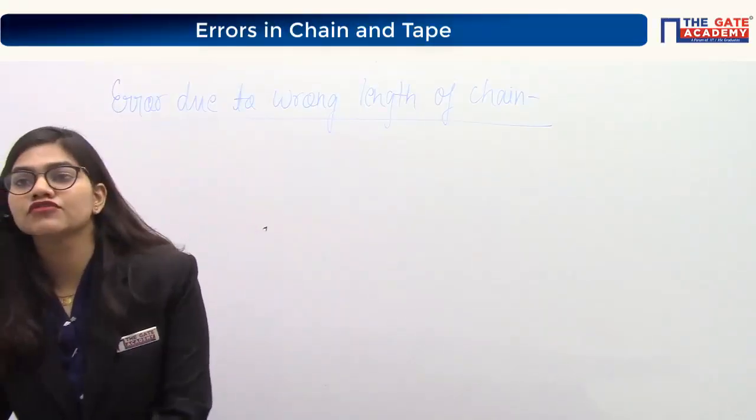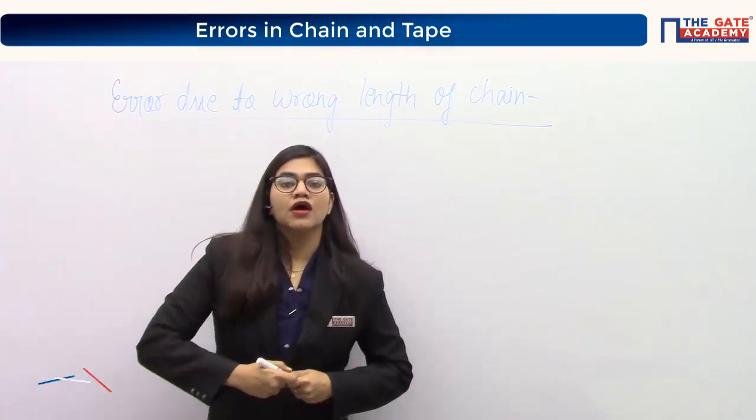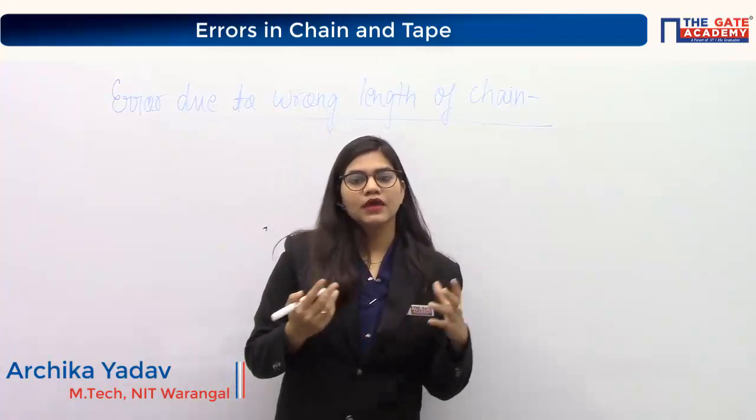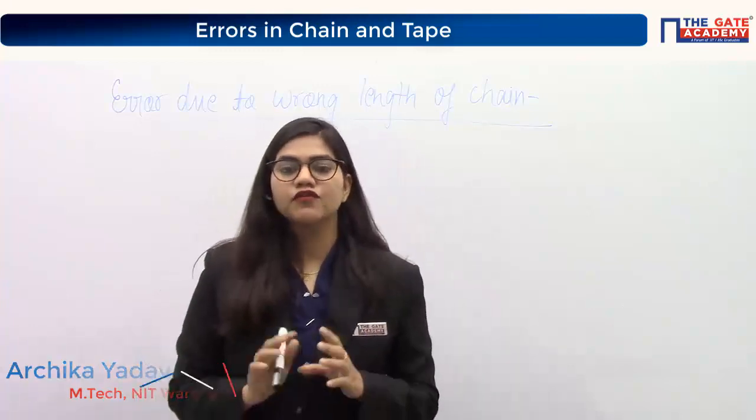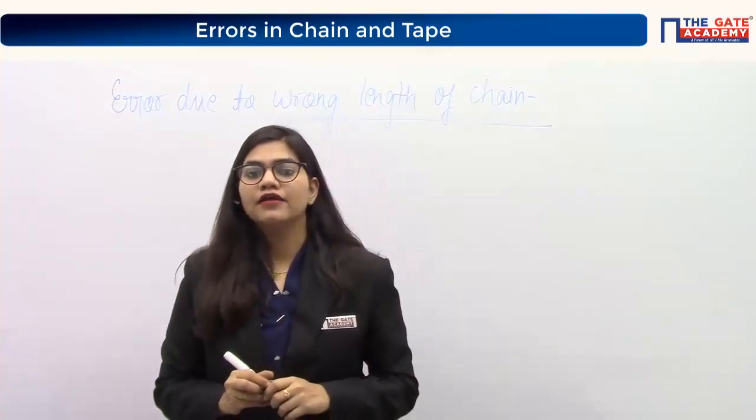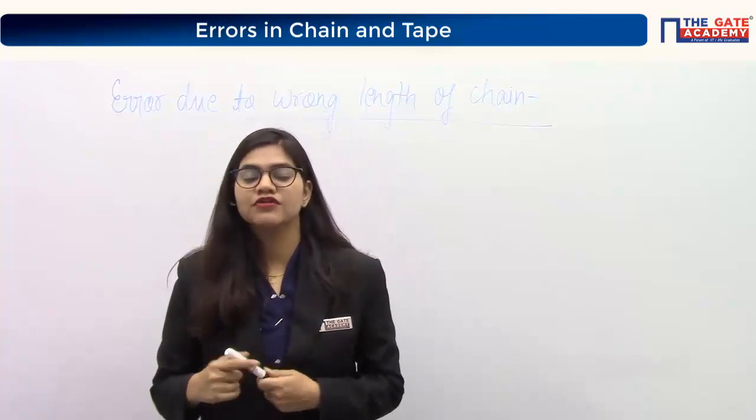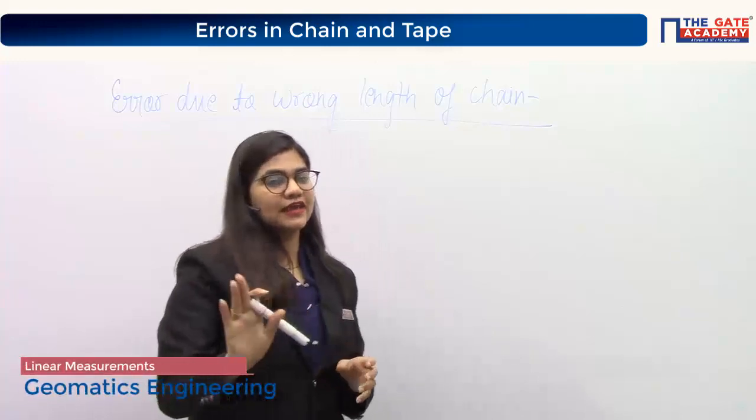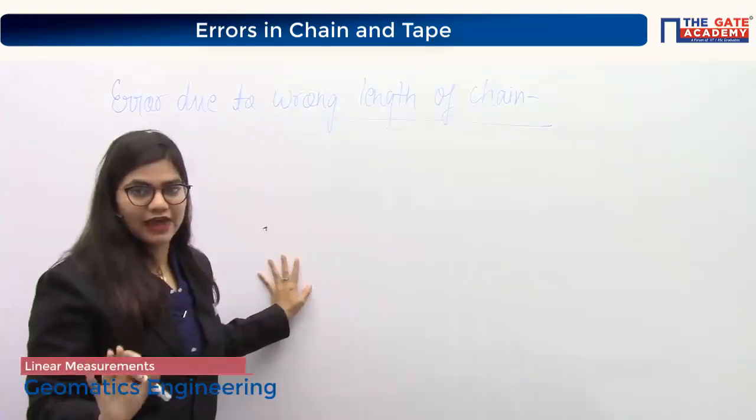Understand this: what is wrong length of chain? Okay, so just take an example. If you are going in a field and you are doing the measurement using chain, okay, using chain. So just take an example. These are just arbitrary values.